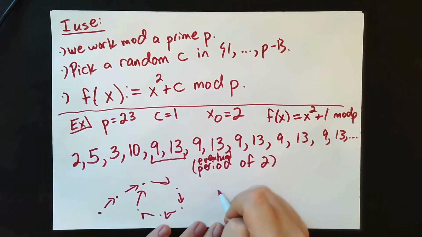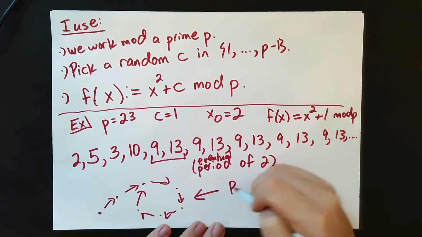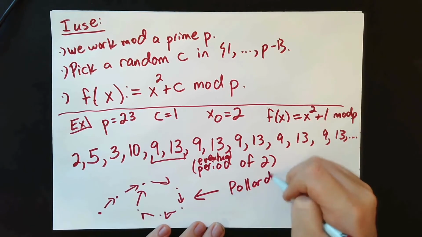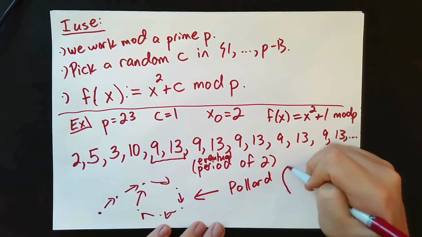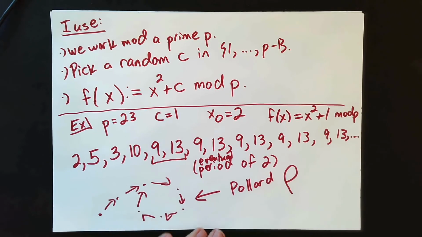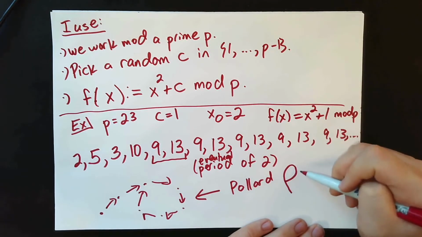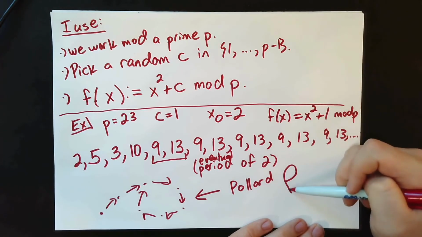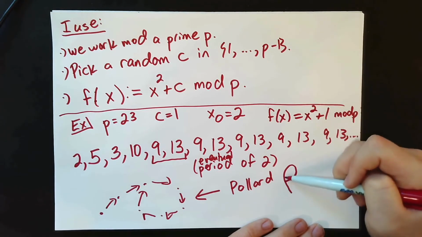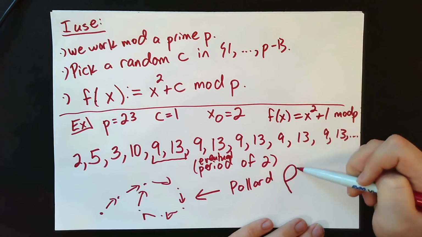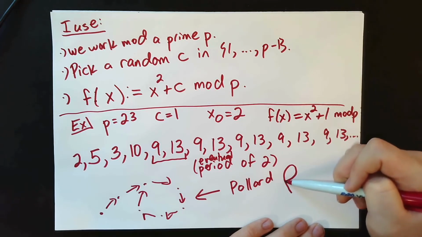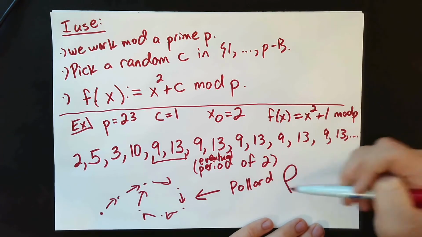This picture is why this is called Pollard rho, because rho is the Greek letter that looks like that. And this shape is what underlies this entire algorithm. The fact that I'm going to start somewhere and sort of wander around this path, kind of at random, until I get back somewhere I've been, and then I'm going to be stuck in a loop forever.